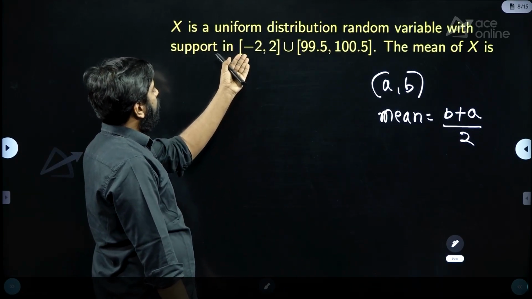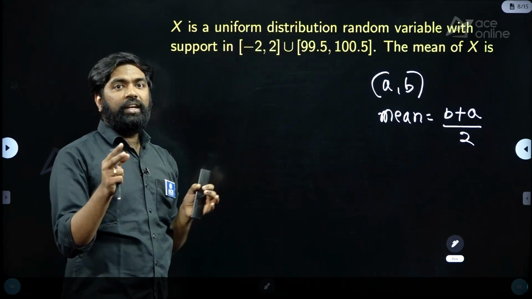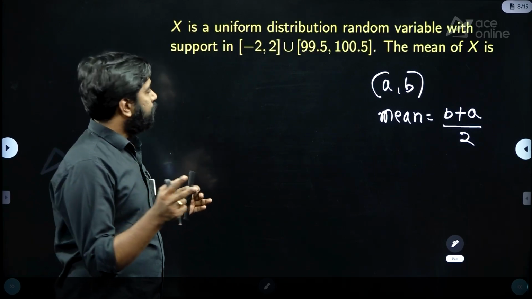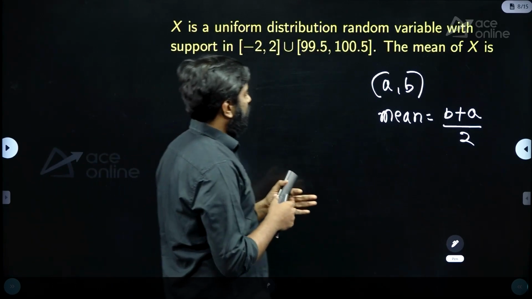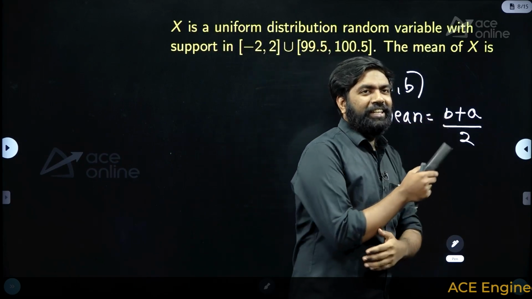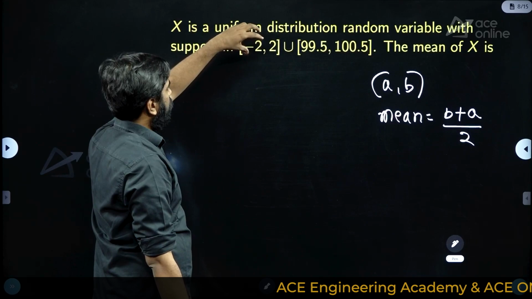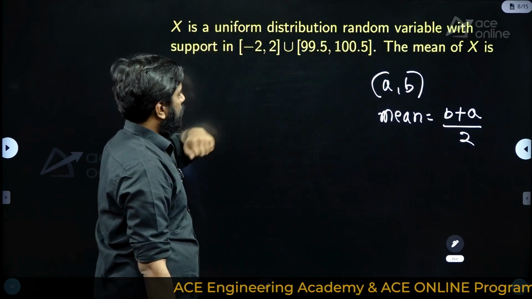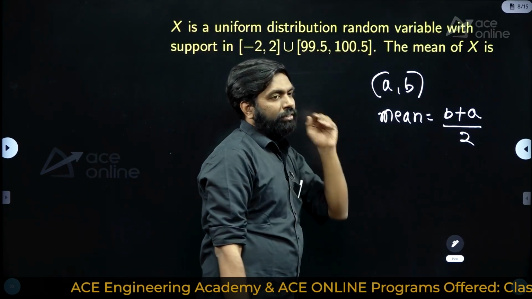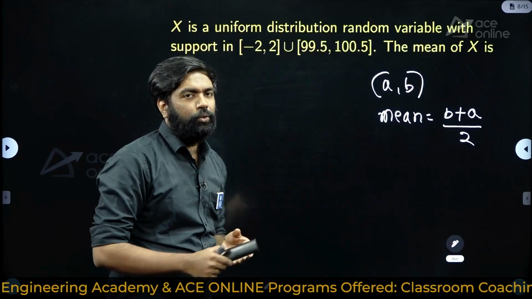So X takes values from this interval as well as this interval, and by the way, it's a uniform random variable. For uniform random variables, the mean is (A plus B) by 2. What you can do is, you find the mean by taking this interval, you find the mean by taking this interval and you add the things. That will be the new mean.